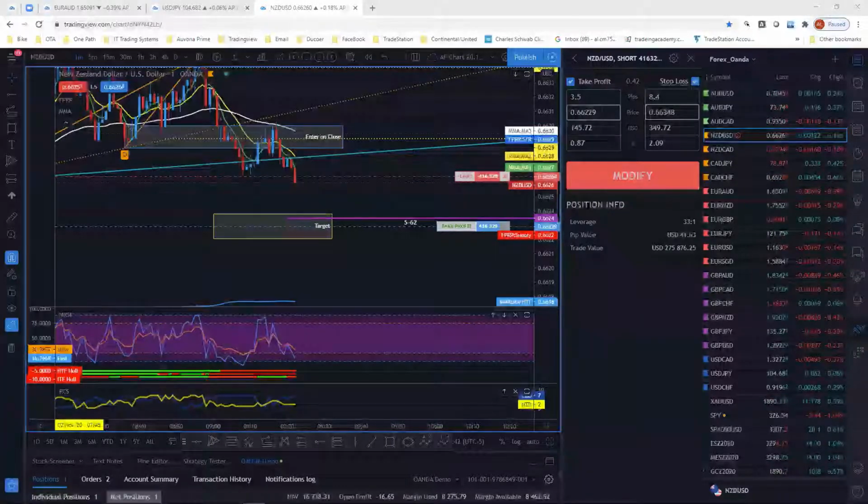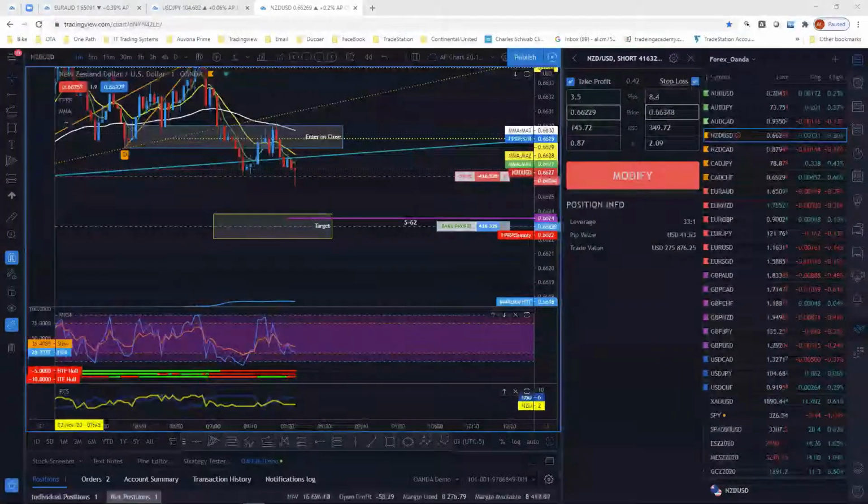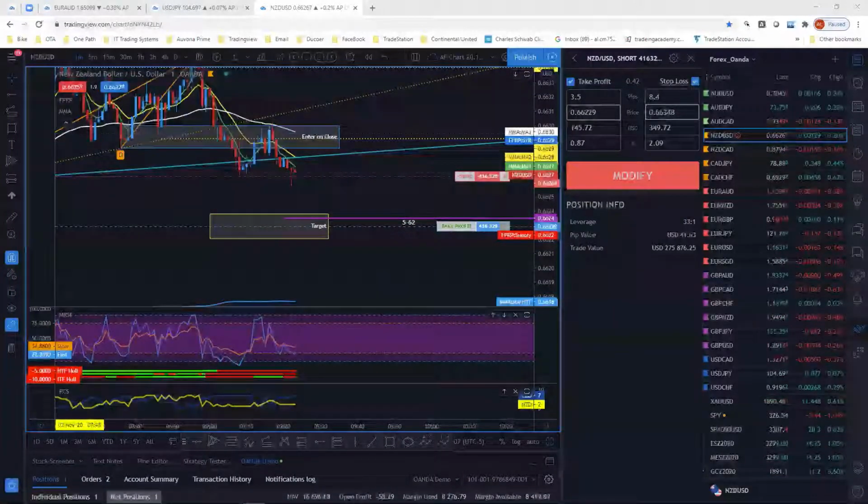And we're starting to get a little follow through here. Let's see, the whole moving averages are all red. We have strength to the US dollar, strength to the downside.